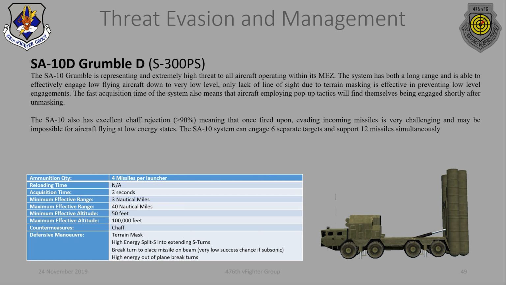SA-10, yeah, generally speaking, it's going to be a 3 radar system, so you're going to have the 2 search radars, long range and low altitude, and then you're going to have the target tracking radar as well. SA-10 can engage 6 targets at the same time, supporting 2 missiles each, so 12 missiles in the air at any one time.